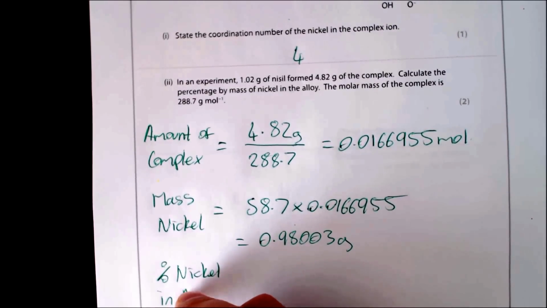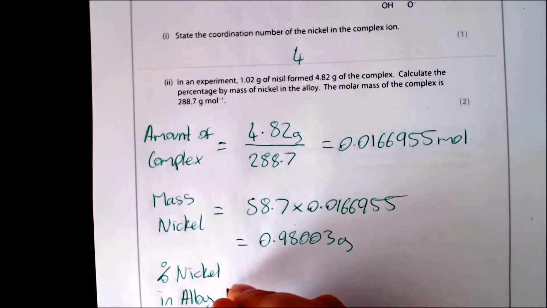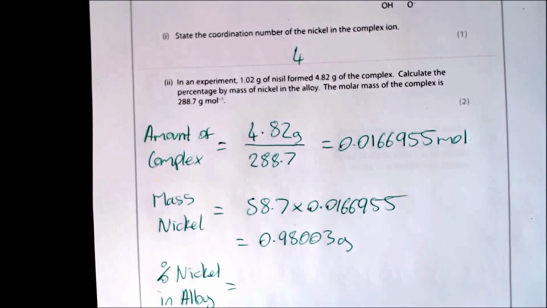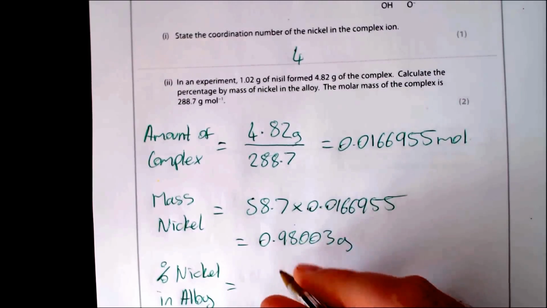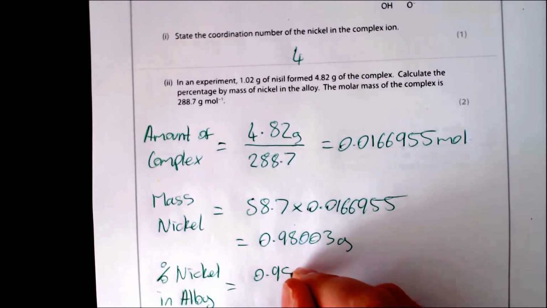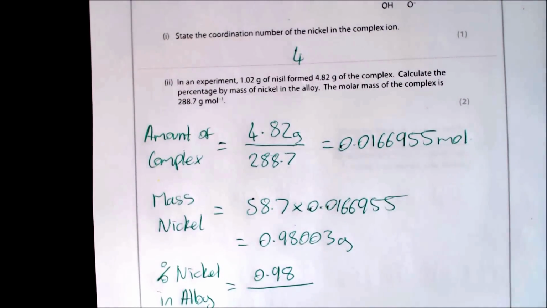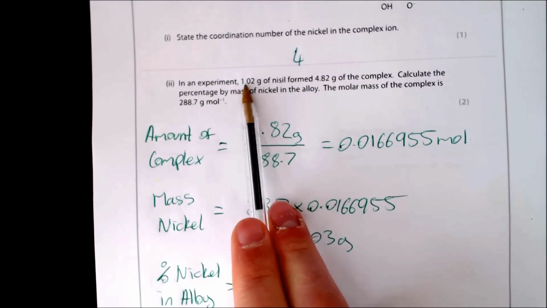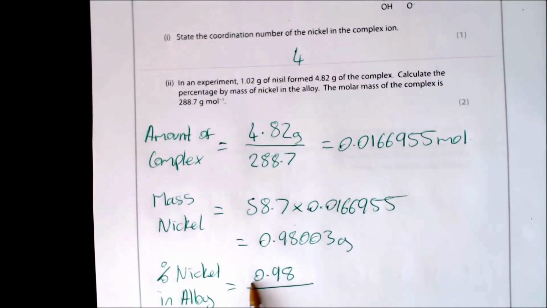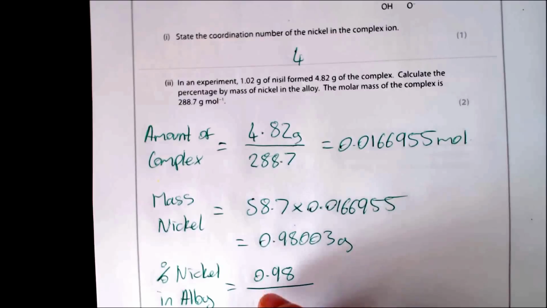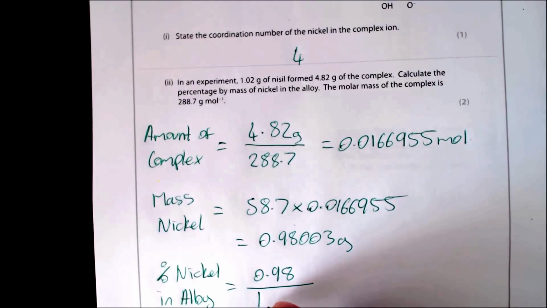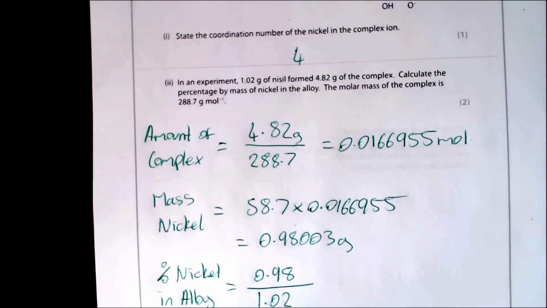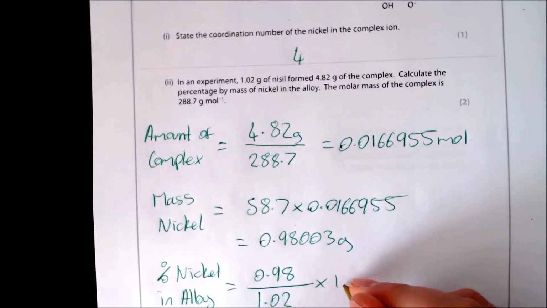in the alloy. This is just very straightforward percentages. So this is the amount of nickel, 0.98, just leave it as that. And we're going to divide that by, now it said that we had 1.02 grams of alloy, of which 0.98 is nickel. So obviously the rest is made up of other, so obviously silicon. So 1.02 times that by 100.